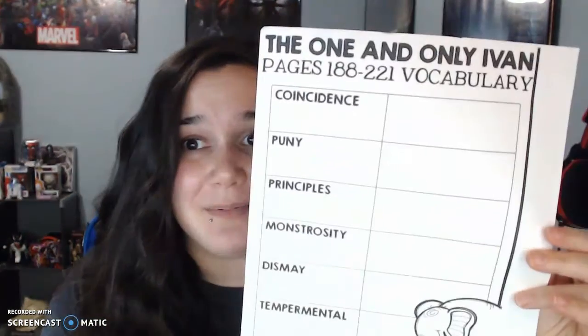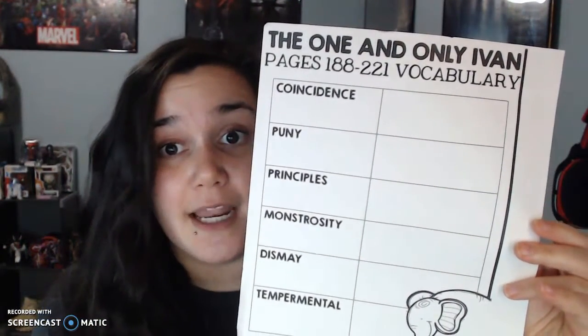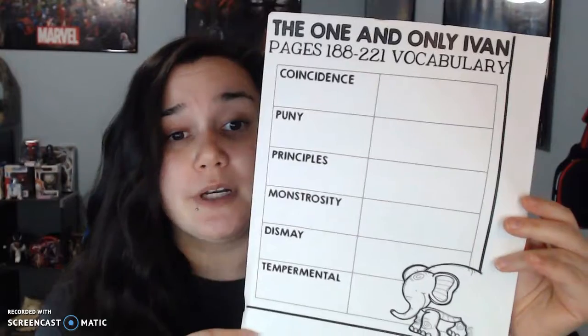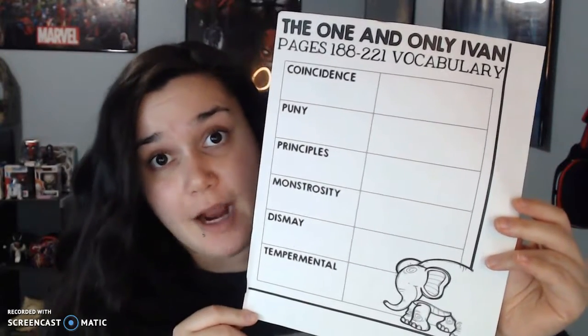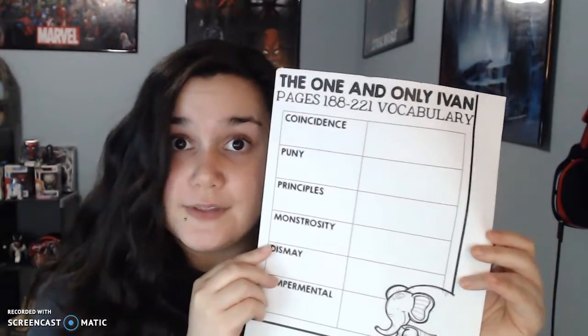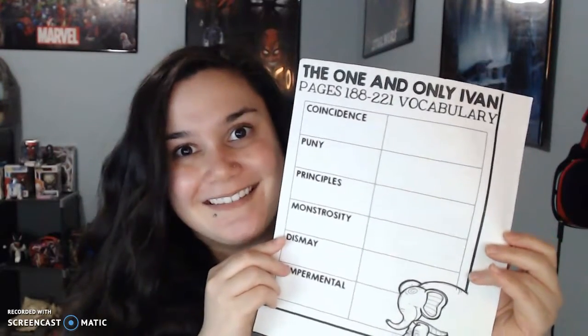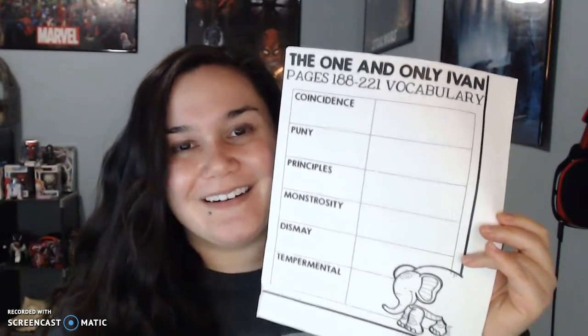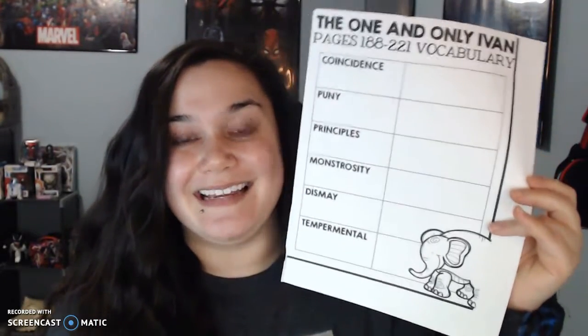It's me, Miss Hawk, and today we are going to be working on The One and Only Ivan vocabulary, pages 188 to 221. Make sure you grab your folder that has this assignment in it, a glue stick, and a pencil. Go ahead and pause the video and go grab everything you need.